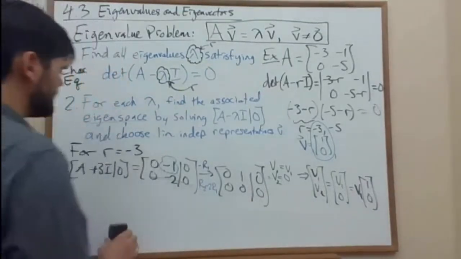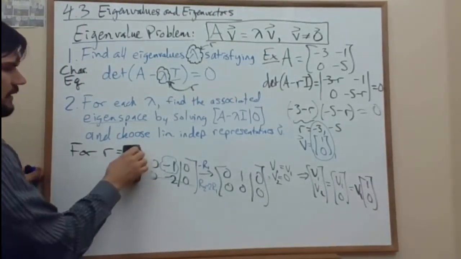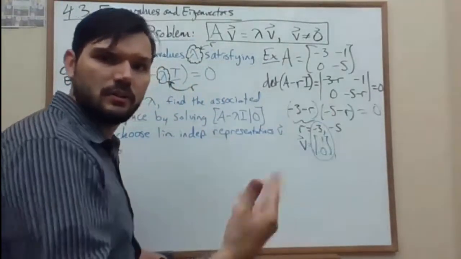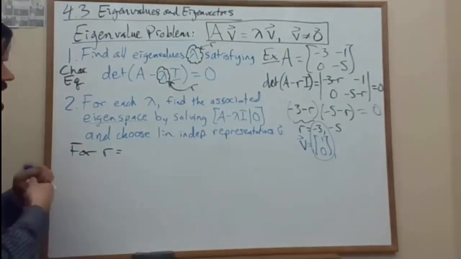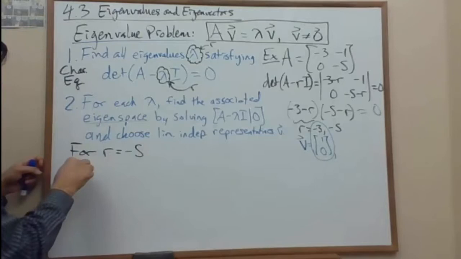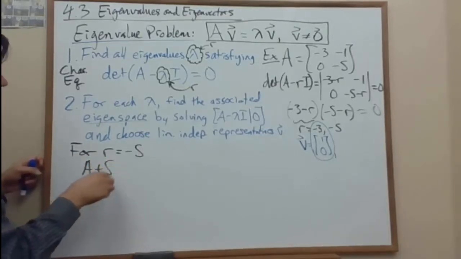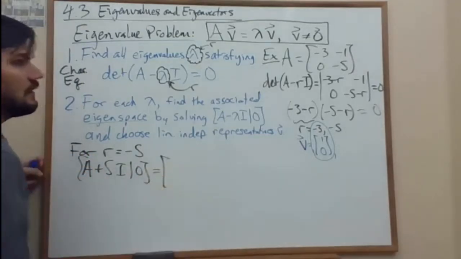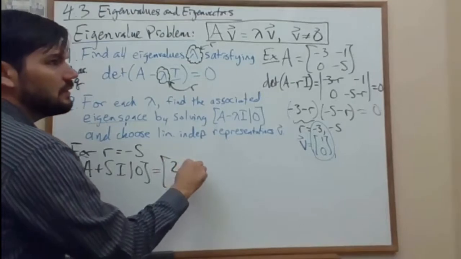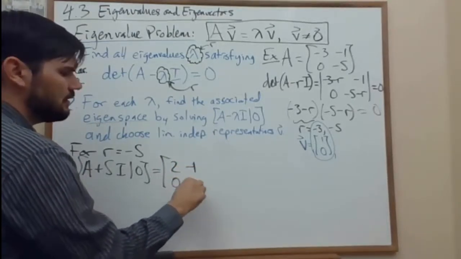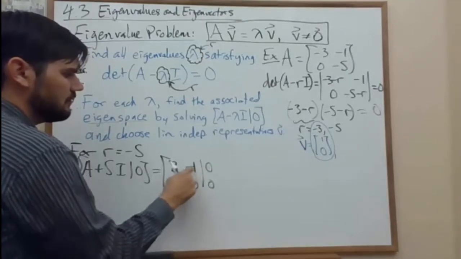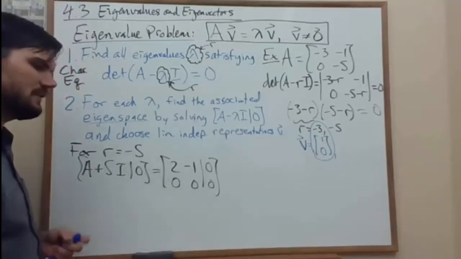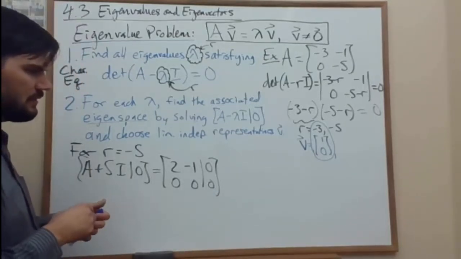And now let's do the same process for r equals -5. I remember before that we had the vector (1, 2), so let's see if we can get that, or at least get a form that's similar. Subtract the eigenvalue, so we are adding 5. We get [2, -1; 0, 0]. Well, this is convenient. It already cleared the bottom row out for us.